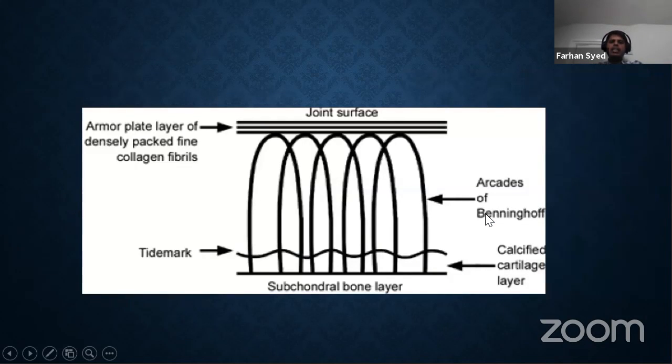This slide gives you a very important concept of how the collagen fibers are arranged. As we know, this is a three-dimensional structure, but this picture is one-dimensional, and it shows the arcades of Benninghoff. So if these are the collagen fibers arranged in arcade, you can see that in the deep zone, they are vertical, and as you move into the middle zone, they become oblique, and they become horizontal or parallel to the surface once you go into the superficial zone.